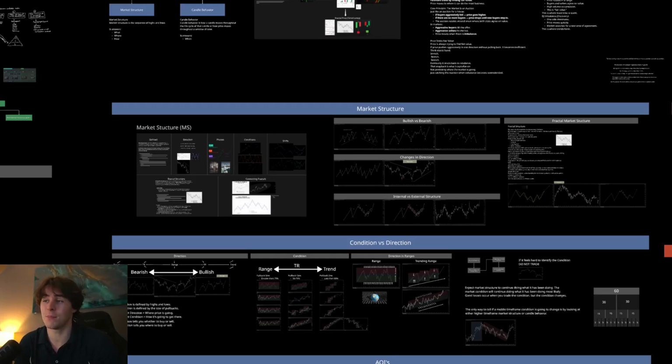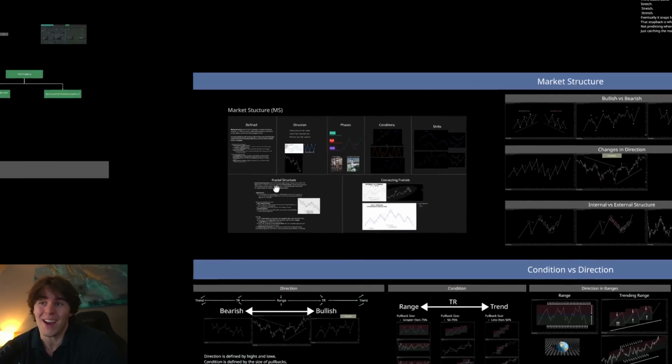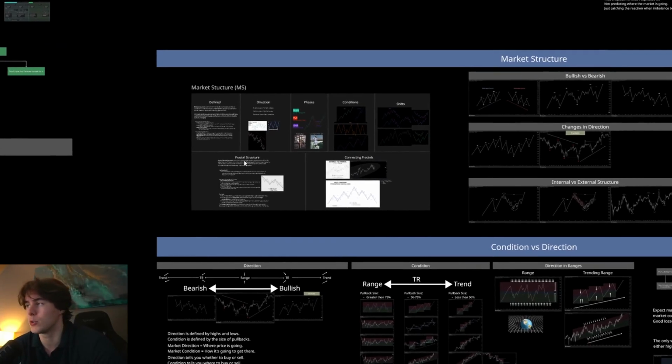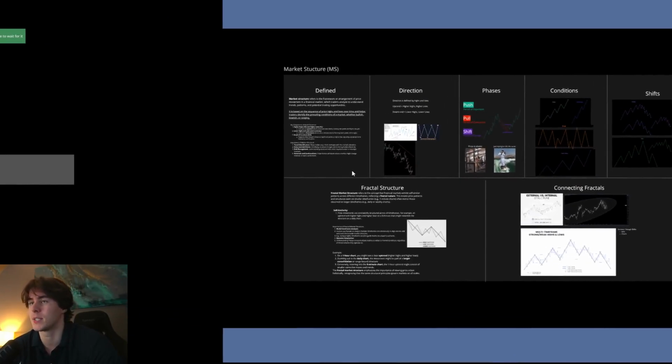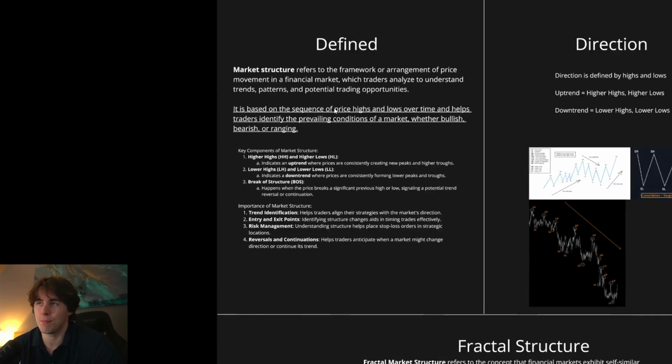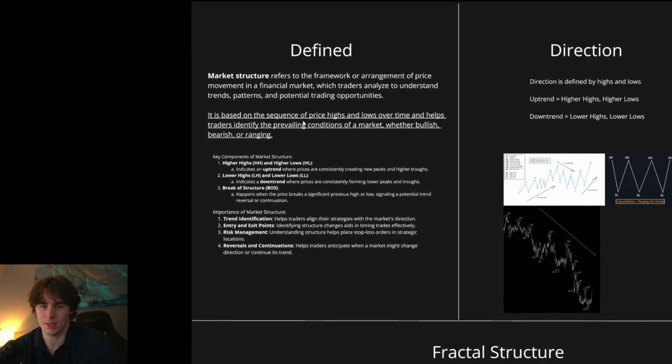Okay, so now we're going to cover market structure. This is probably one of the most important concepts to understand deeply and to prioritize in your learning. It is very basic, but the basics tend to be the most important things to understand and master. Again, market structure is just purely defined.